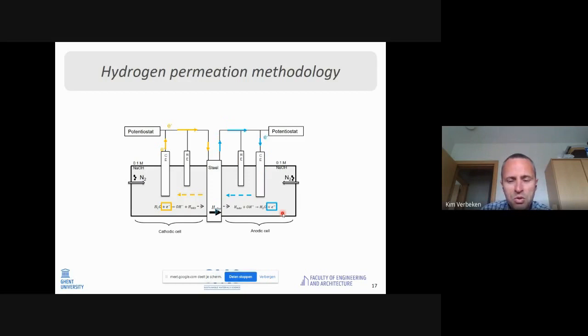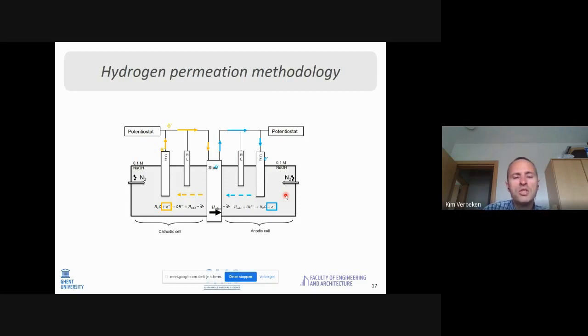this buildup of this current will give us a value for the diffusion coefficient. You should also note that in order to avoid alternative chemical reactions, we bubble the cells with nitrogen gas in order to remove the dissolved oxygen from our electrolyte. So this is a permeation test which we perform and which helps us to study the hydrogen diffusion coefficient.